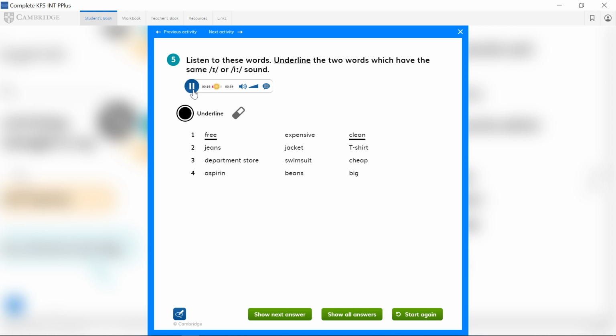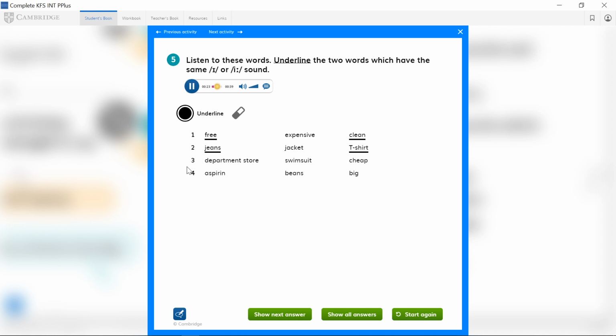Jeans, jacket, t-shirt. Okay, so we have jeans, jacket, and t-shirt. Here's some E sound. The first one is jeans, E, and the second one is t-shirt. Exactly. So the E sound inside jeans, and the E sound inside t-shirt. Okay, perfect. Next example.